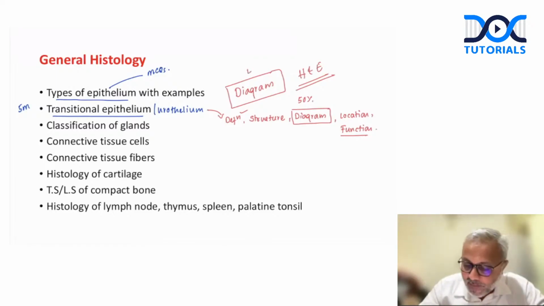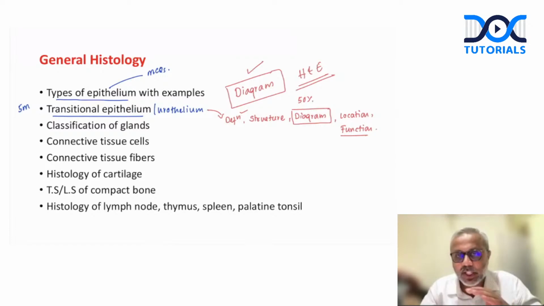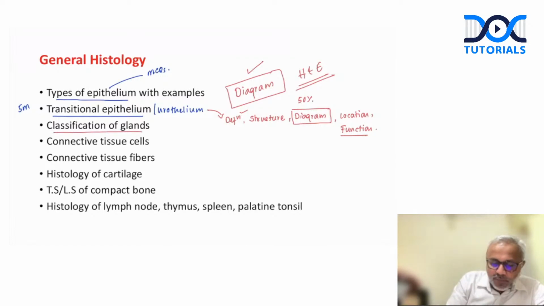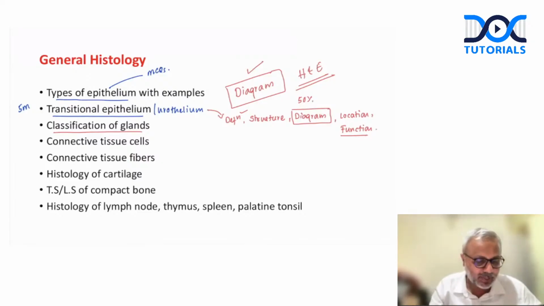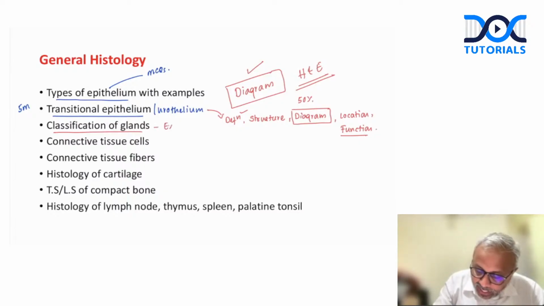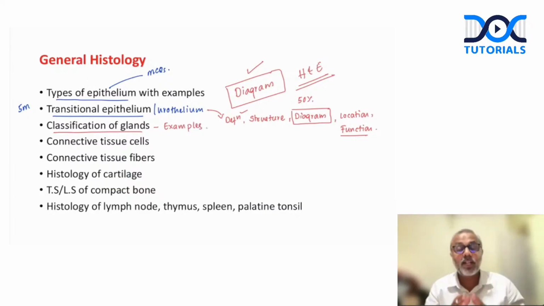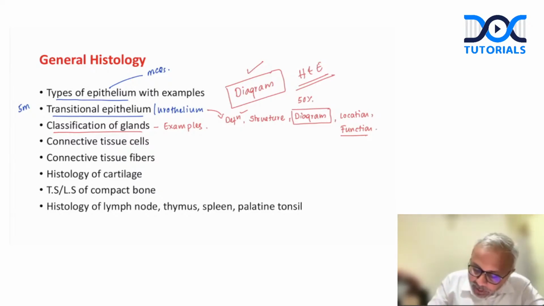Again, I'll stress that 50% of the marks in your histology usually go for the diagram, right? Then classification of glands. So classification of the glands with examples. You should be able to classify glands based on the shape, their ducts, and whether the ducts branch or not. And then one more important way of classifying glands is based on the modes of secretion, right?